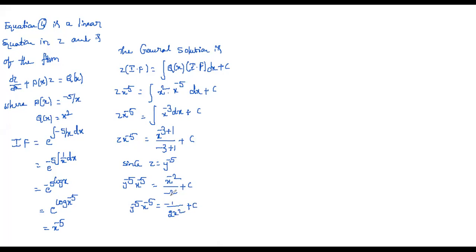So what is the procedure we applied here? First, we need to identify whether it is Bernoulli's or not. If it is Bernoulli's, we need to convert it into Leibniz's linear equation. After converting that, we have to simplify it. For simplification, we take the substitutions.